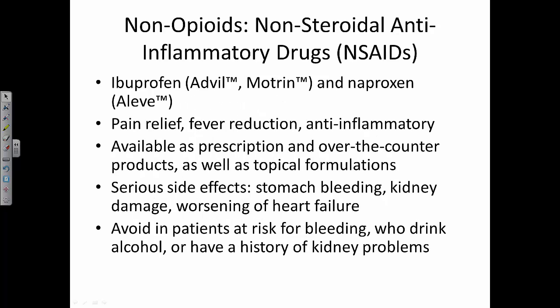Another popular class of non-opioids are the NSAIDs, or non-steroidal anti-inflammatory drugs. The common ones we see from this class are ibuprofen, which is the active ingredient in Advil and Motrin, and naproxen, which is the agent contained in Aleve. These also help with pain, fever, and also work to reduce inflammation. They come as prescription and over-the-counter formulations, and some of them are even available as topicals.